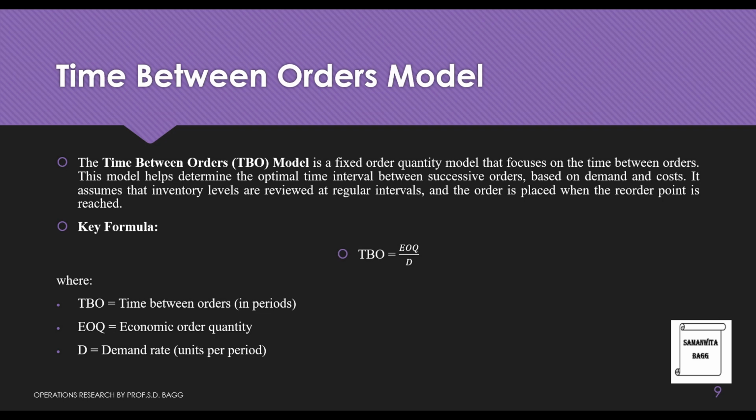So you have to again and again check the inventory level before you are placing an order. The formula is TBO = EOQ / D. TBO is the time between orders in periods. EOQ is economic order quantity and D is the demand rate in units per period.